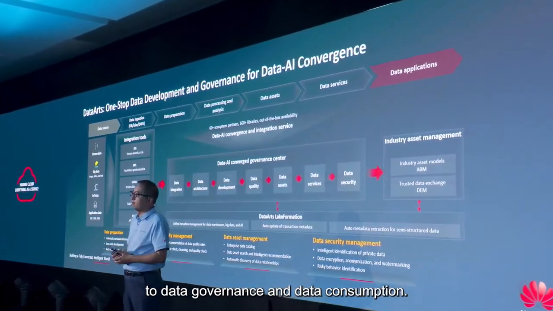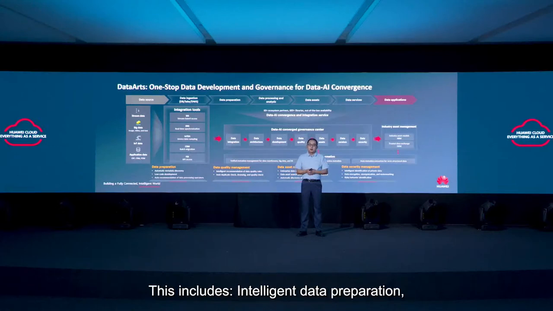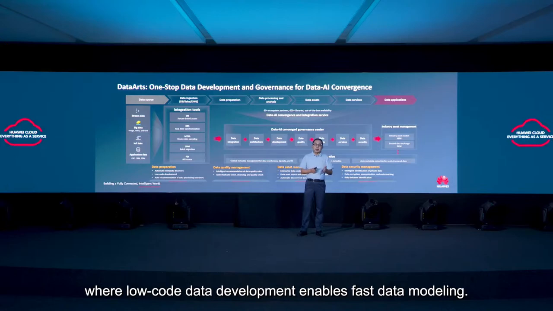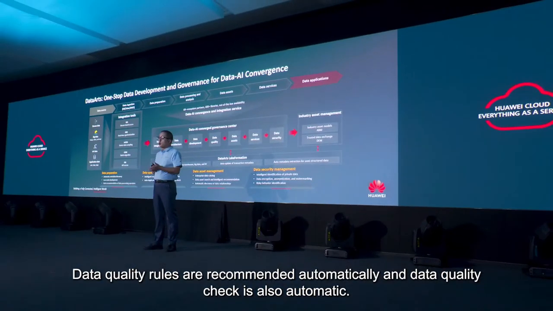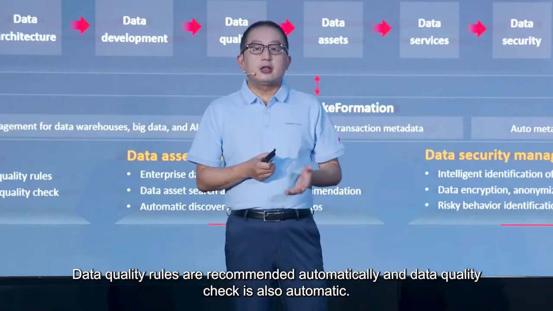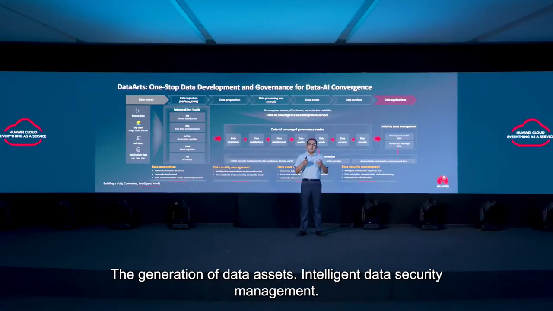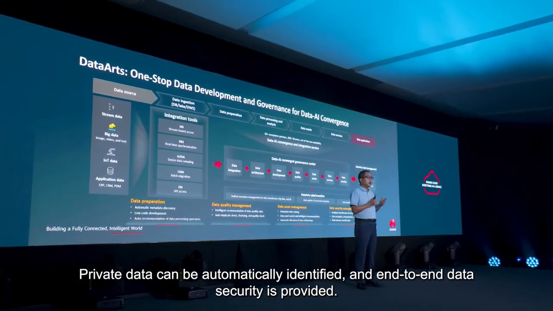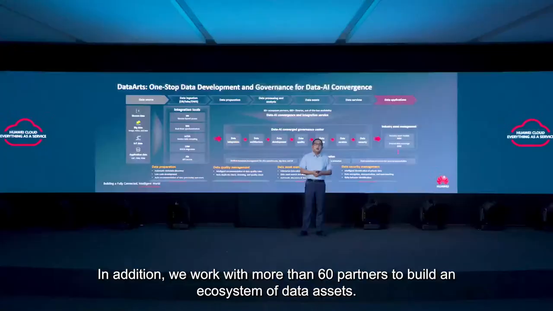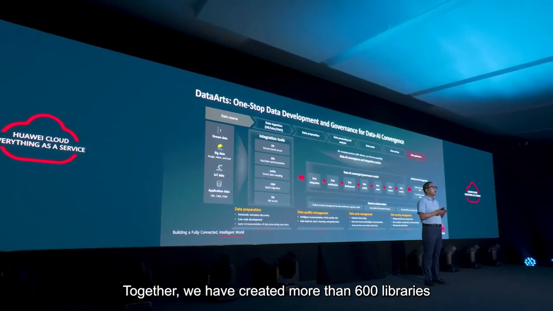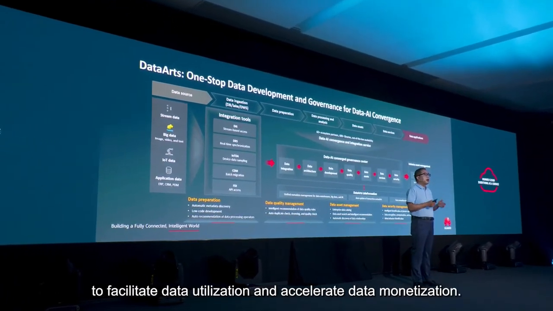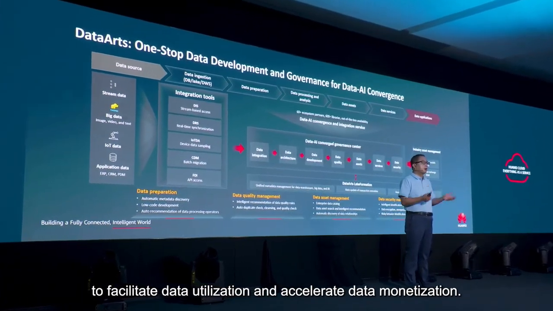governance and data consumption. These include intelligent data preparation, where low-code data development enables fast data modeling. Intelligent data quality management. Data quality rules are recommended automatically, and the data quality check is also automatic. The generation of data assets. Intelligent data security management. Private data can be automatically identified, and end-to-end data security is provided. In addition, we work with more than 60 partners to build an ecosystem of data assets. Together, we have created more than 600 libraries to facilitate data utilization and accelerate data monetization.